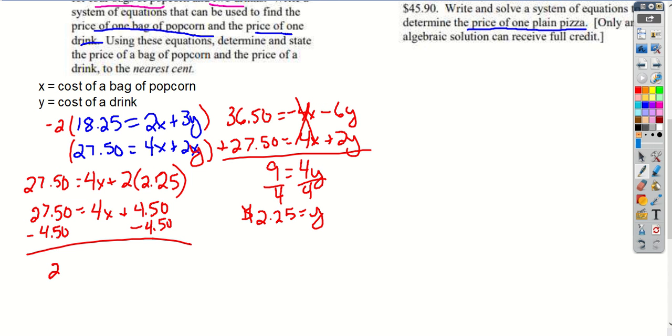All right, that's equal to 4x. We'll divide both sides by 4. And then we have our answer, which is $5.75. And so we want to just state our final solution here, okay? So state the price of a bag of popcorn and the price of a drink to the nearest cent.